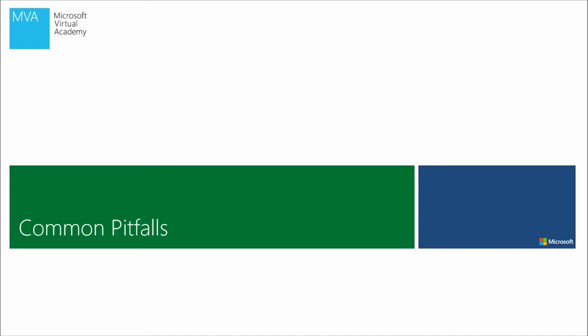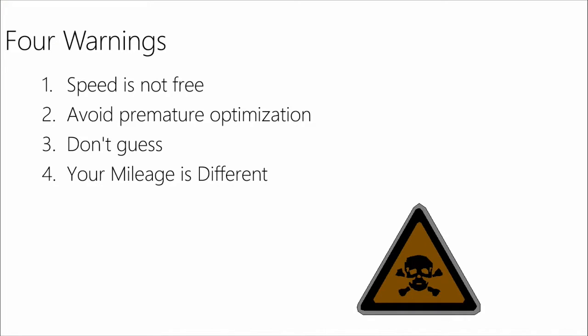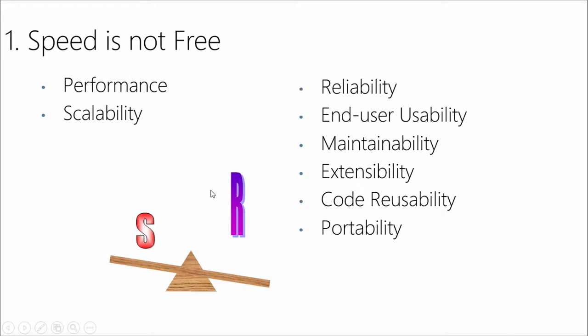So next, we're going to share with you what we mean by common pitfalls, right? Everybody has some kind of what we call common sense, but your common sense might be a common pitfall. So these are the 4 areas we want you to watch out for. Speed is not free. Avoid premature optimization. Never guess. And last but not least, your mileage might be different. Okay, so let's take a close look at what we mean by speed is not free.